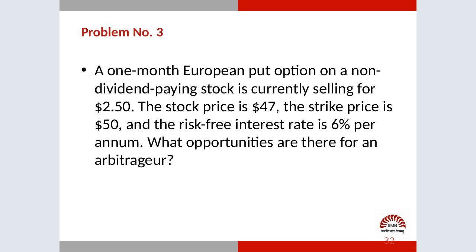What about this? A non-dividend paying stock, with a 1 month put option currently selling for $2.50. Stock price is 47, strike price is 50, risk-free interest rate is 6%. What happens? Again, look at the lower bound. So what is the lower bound?